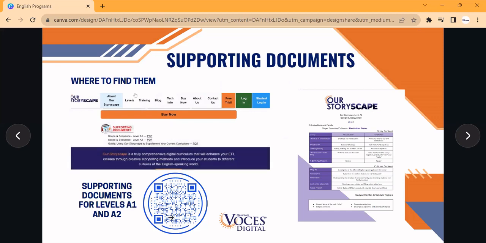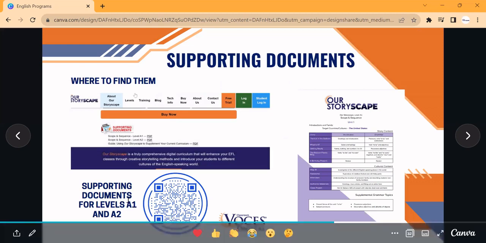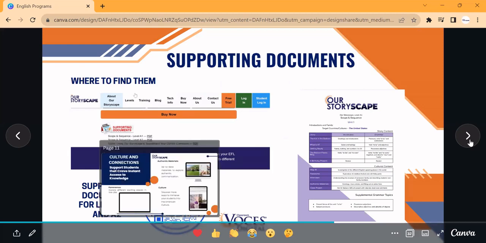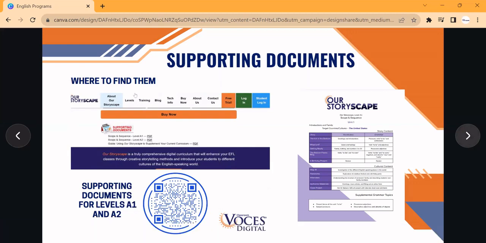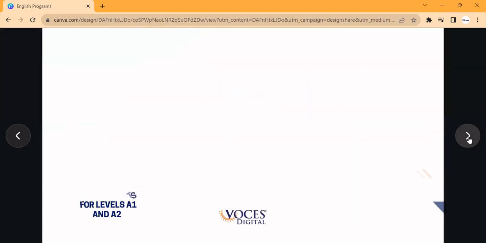This is the QR code that you can use for levels A1. If you want to go directly to the website and scan it, feel free to do it. I'll share the link to this presentation, and we'll be sharing them again too, so you can access that directly to assess the content and see if that would be a good fit for your students' reality and needs.